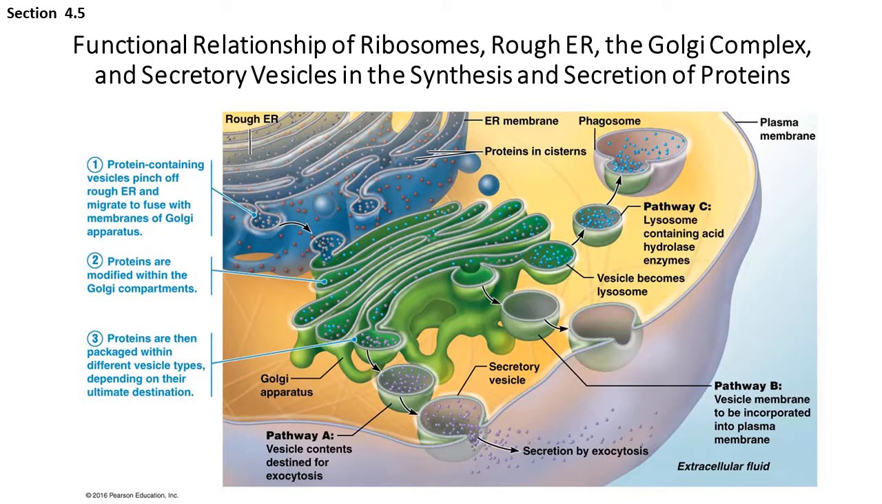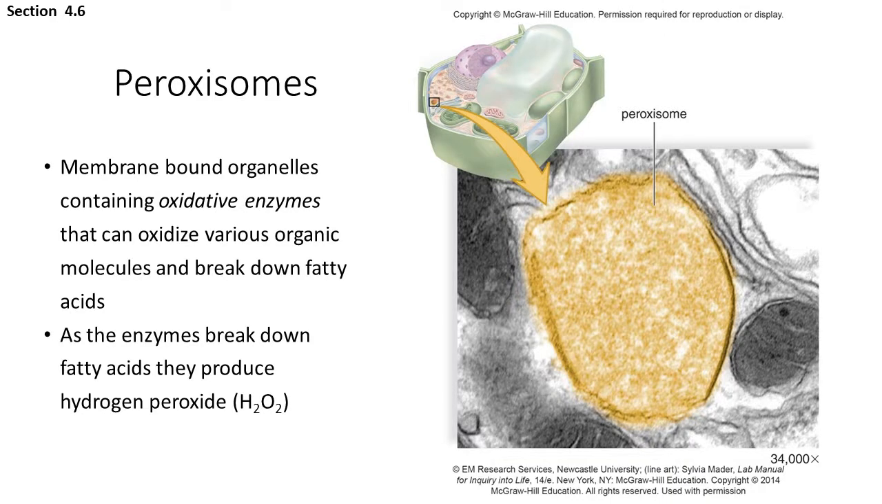So peroxisomes are membrane-bound organelles that contain oxygen, similar to lysosomes in that, but peroxisomes break down fatty acids and some other organic molecules. Lysosomes are more specific for proteins.